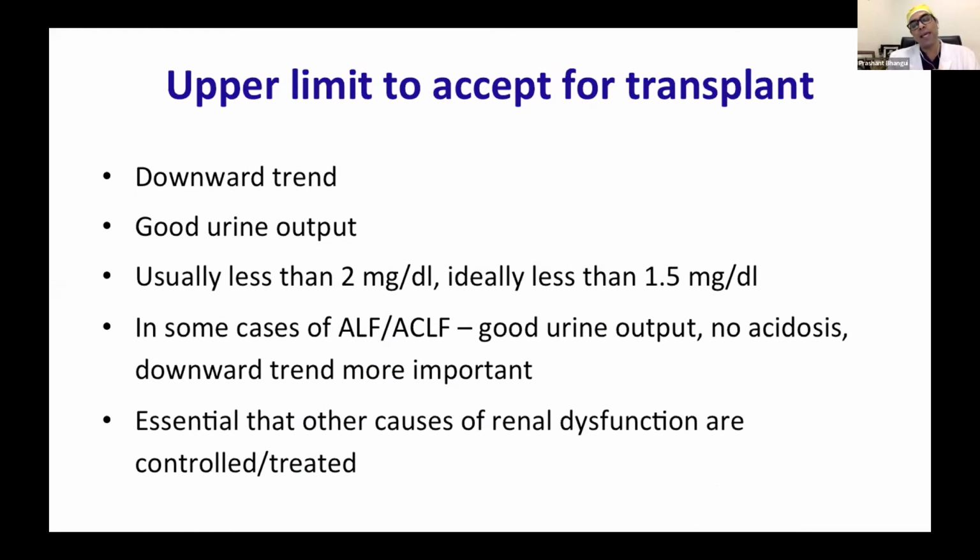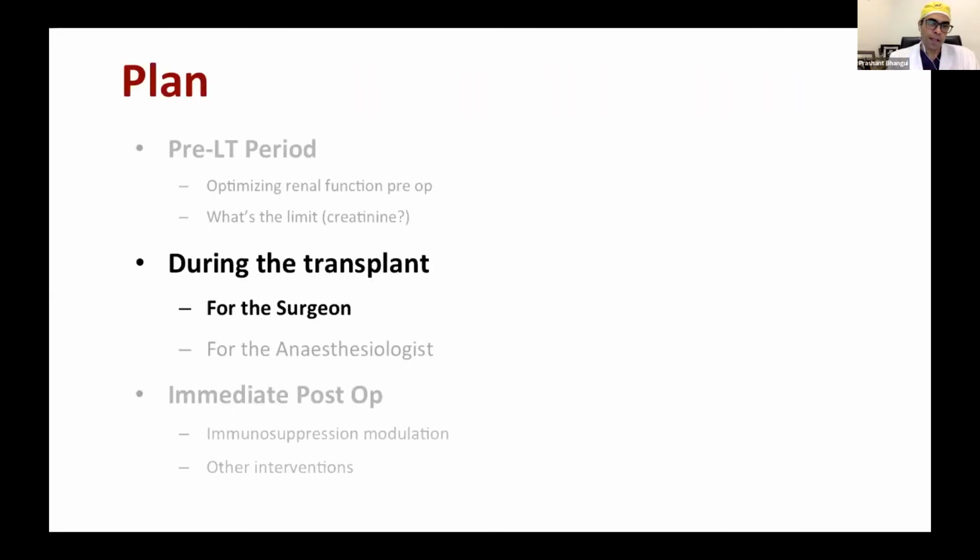In some cases of ALF and ACLF, with good urine output and no acidosis, the downward trend is more important than an absolute value. And it's essential that you treat all the other causes of renal dysfunction. For example, infection needs to be treated before you take them up for a transplant. Now, what can I, as a surgeon, do during the transplant?